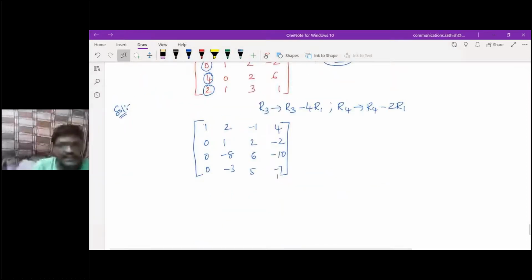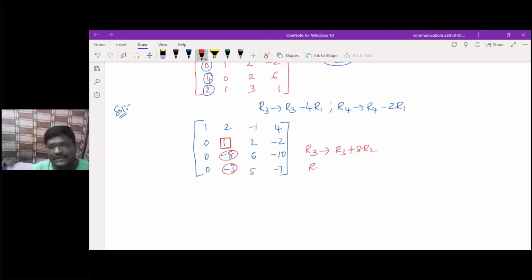Then again, what do I need to do? In this column the elements are 0. Then by using the second diagonal element, I need to make this 0 and this 0. So how will I make it? R3 becomes R3 plus 8 times R2, and R4 becomes R4 plus 3 times R2. Am I correct or wrong? Then these two will become 0 or not? Yes, correct, sir.